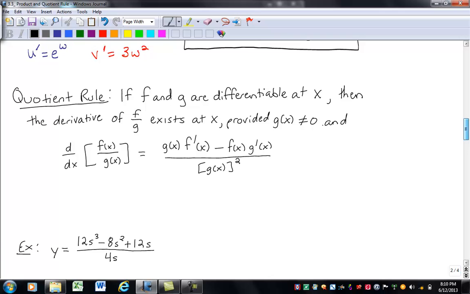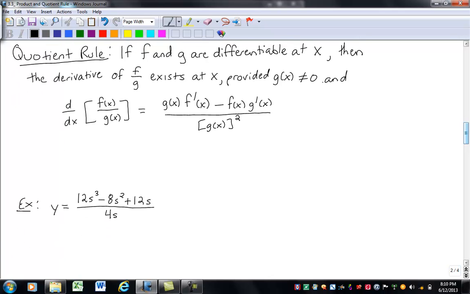The other topic in this section is the quotient rule, and quotient means divide. So if f and g are differentiable, that means you can find their derivative, then the derivative of f divided by g exists as long as the bottom isn't 0. And the reason the bottom can't be 0 is because it's undefined there. The quotient rule can be difficult to remember. You have to be extremely careful with the quotient rule because of the negative sign. The negative sign in the middle means you have to be careful that you put the right stuff first and the right stuff second. And there's lots of ways to do this.